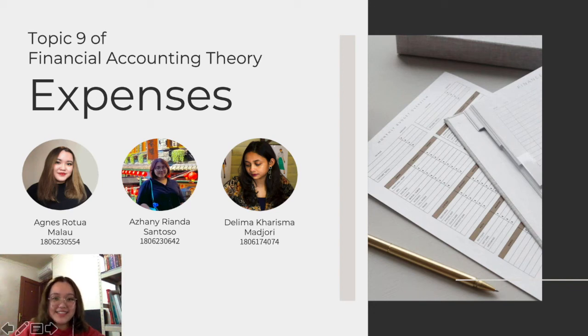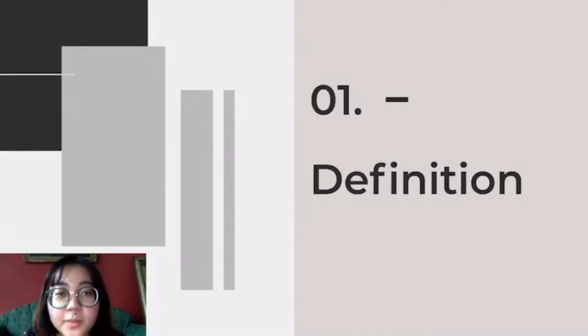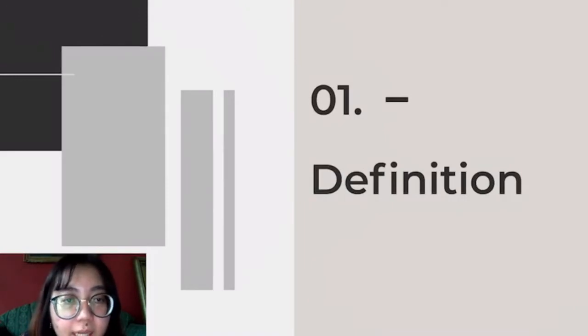My name is Agnes. Here with my teammates Azani and Delima, we are going to discuss expenses, topic 9 of the financial accounting subject. For this presentation, we're going to discuss expense definition, expense recognition, expense measurement, opportunistic behavior, and last but not least is the case solution. So I'll be explaining the definition of expenses, which came from the framework and KKPK, Kerangka Konseptual Pelaporan Keuangan.